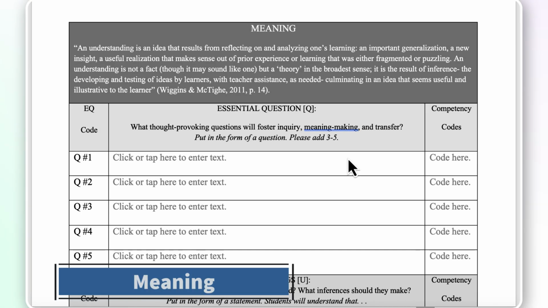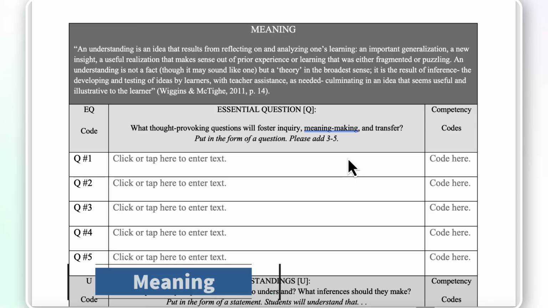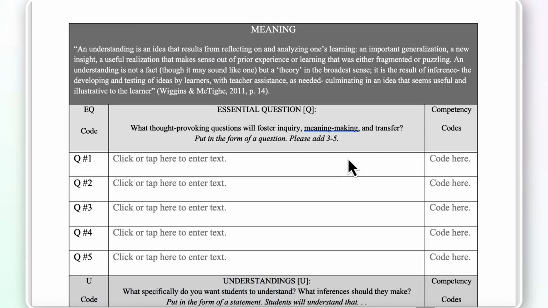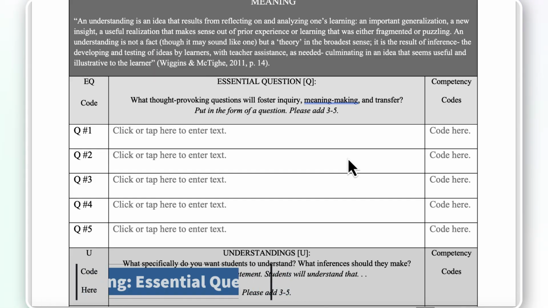The next section is the meaning section. This is where we get into the deeper part of the learning, understanding why this matters to students and how it really connects them to the real world, as well as how the content connects to their lives. The essential questions are the first part of the meaning section. The essential questions are usually open-ended and thought-provoking questions that guide students' thinking and discussion throughout the unit.